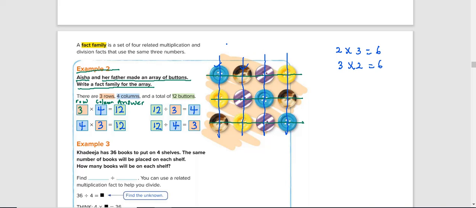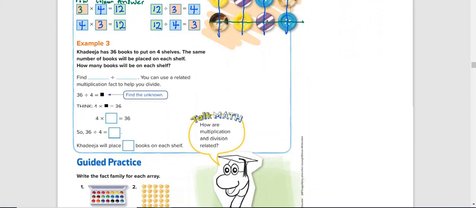Okay guys, that is it. I want you to try example 3 by yourself, and after that you can play the video to see if you are correct.